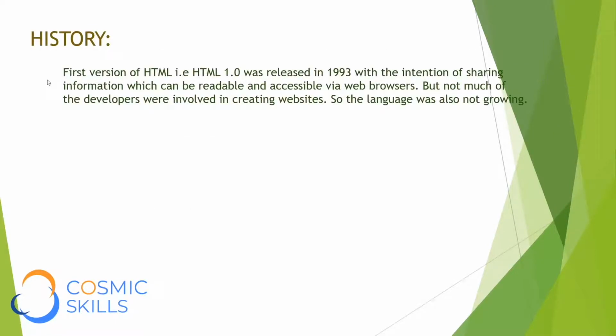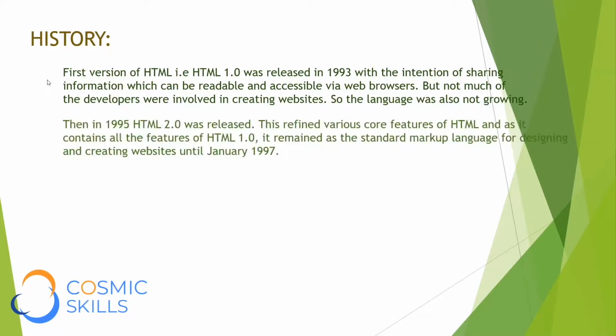The first version of HTML, that is HTML 1.0, was released in 1993 with the intention of sharing information which can be readable and accessible via web browser. But at that time, not many developers were involved in creating websites, so the language was also not growing. Okay, so it was the first version of HTML.